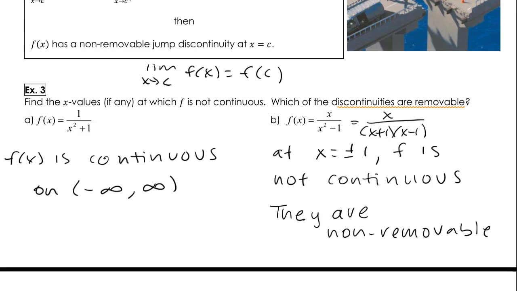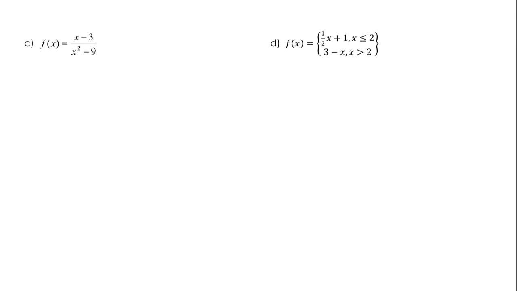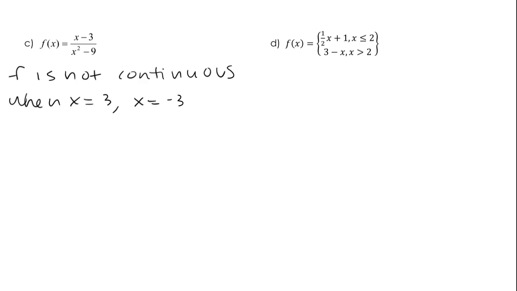Okay, we have a couple more of these to look at. Do you guys see by looking at the bottom that x can't be 3 or negative 3? Because that would create a 0 in the denominator. So f is not continuous when x equals 3 or negative 3.